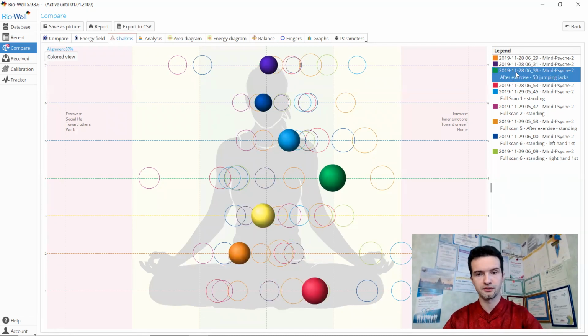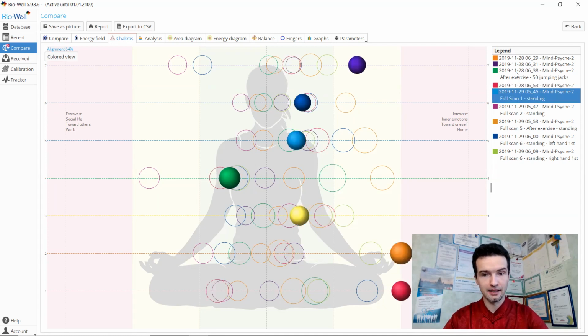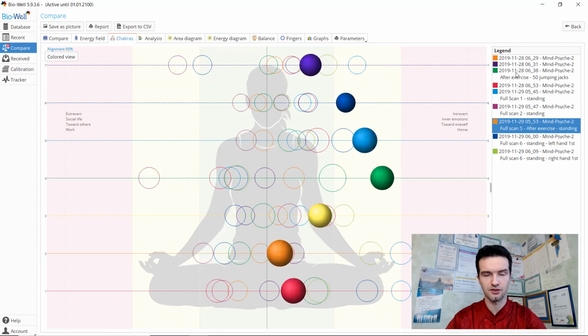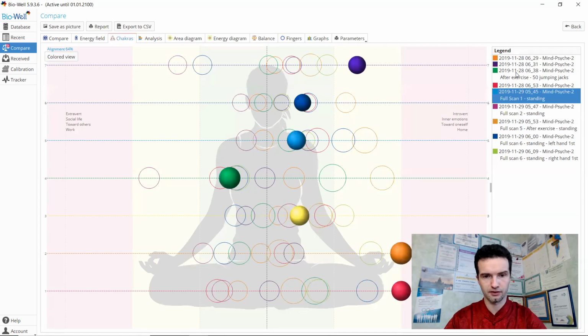And if we go further, after exercise, it's already not so aligned. It's already 87, and several minutes later, it's already 79% alignment. And then if we go further, we'll see that unfortunately there is no reproducibility for the energy centers, for the chakras for this person. It's constantly jumping back and forth. So it means that for this person, the number 1 priority is to go to a psychologist and have a consultation there.